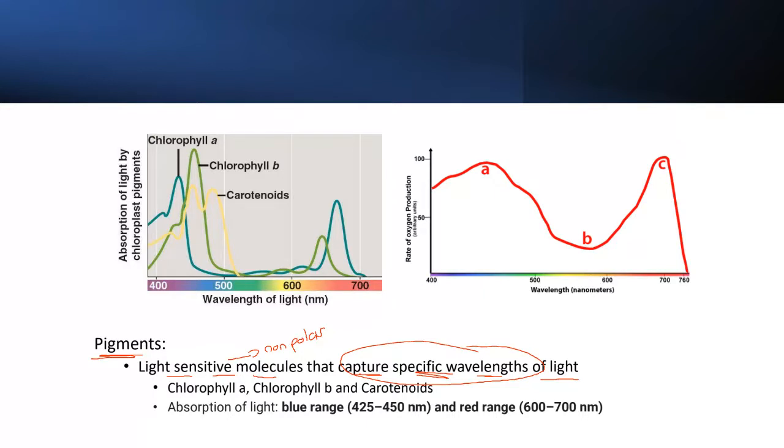Now the most common pigments, and make sure you know this, because I'm definitely going to ask something about this in the test: you have chlorophyll A, chlorophyll B, and carotenoids. Carotenoids usually are divided into carotenes and xanthophylls. So there are three main categories: chlorophyll A, chlorophyll B, and carotenoids. These are the pigments. Now, the absorption of light is mostly around the blue range over here and the red range around here.